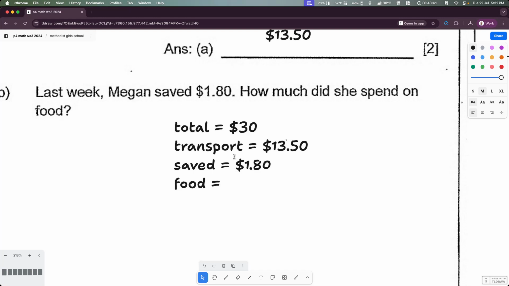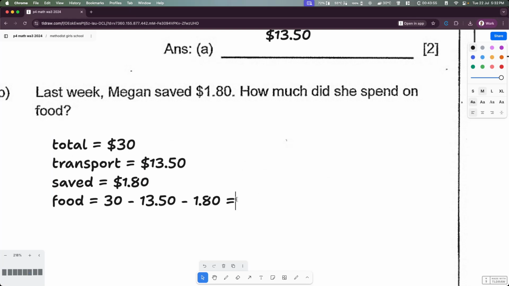Okay, so always double check your answer. So 30 minus 13.50 minus 1.80. Okay, so let me put this as 30 minus 13.5. This should be 16.50. Over here, minus 1.8.